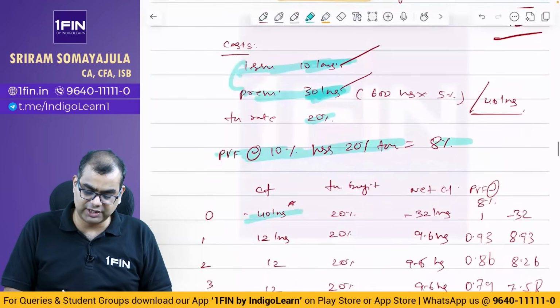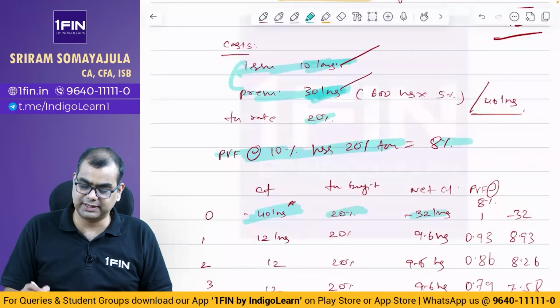What is the cash flow? Initially minus 40. This is cash flow. This is not a tax. And on the entire thing, you have a tax benefit of 20%. So minus 40 minus 20%, you basically get minus 32.